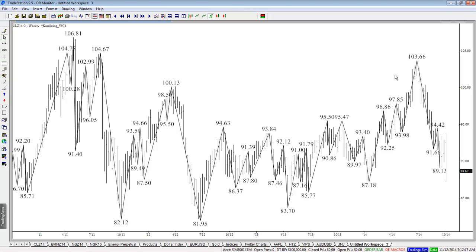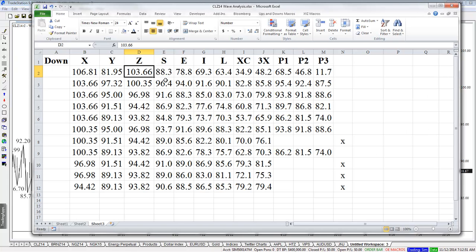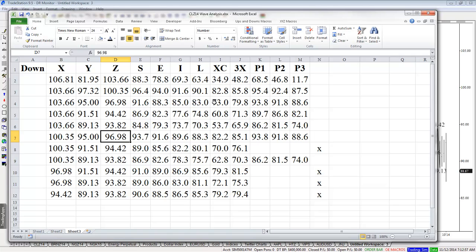So at this point, all of our waves, the lowest low after the Z point is going to be 87.22. So this is a pretty simple cleanup.